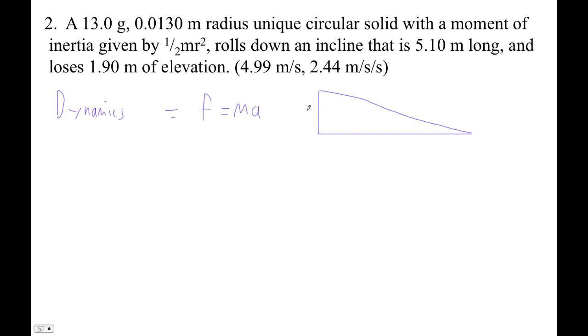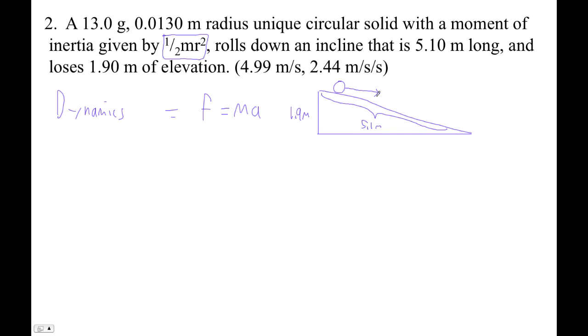There we go. And then we know this is 1.9 meters. This distance here is 5.1 meters. Okay, and this looks to be a cylinder, right? Doesn't it? Like there it is. Because that's the moment of inertia of a cylinder, right?